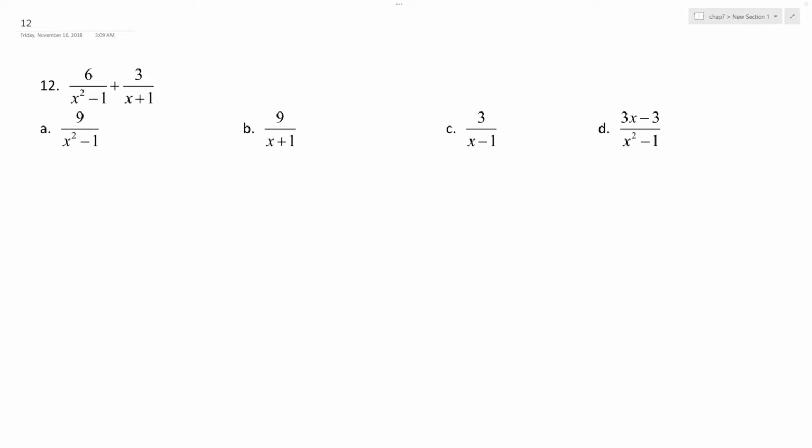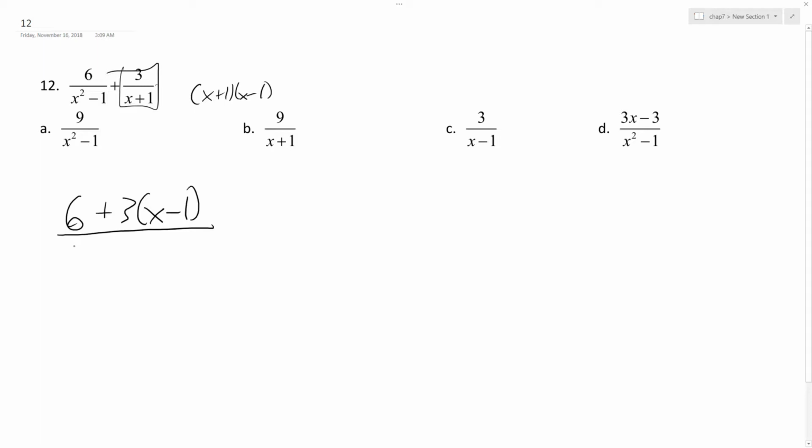All right, so we want to solve the following problem. We want to add these two together, get the same common denominator. So x squared minus 1 is the same thing as x plus 1, x minus 1, which means we need to multiply this right portion here by x minus 1 over x minus 1. So we get 6 plus 3 times quantity x minus 1. And this is all going to be over x plus 1, x minus 1, or just x squared minus 1.